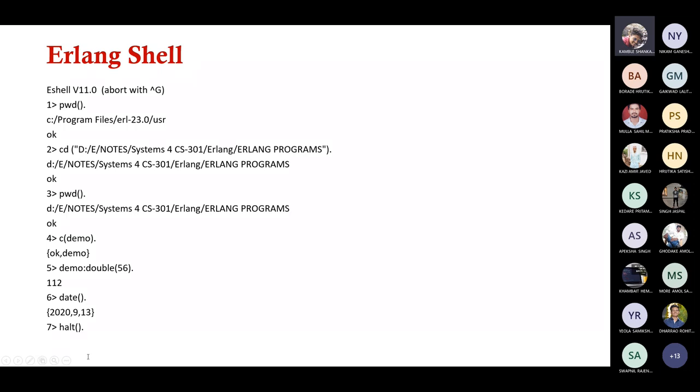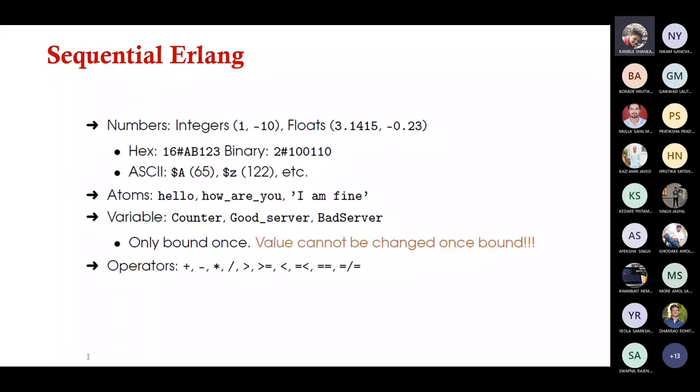And then before we actually jump into learning concurrency or concurrent programming in Erlang, I think we should be familiar with the sequential Erlang first. So for sequential Erlang, these are the four different, you call them data types or something. So numbers, so we have integers from 1 to minus 10, then we have floats from 3.1415 to minus 0.23, and we have hexadecimal numbers, which is base 16. So you need to represent in this particular manner.